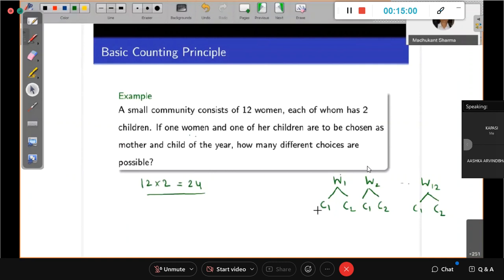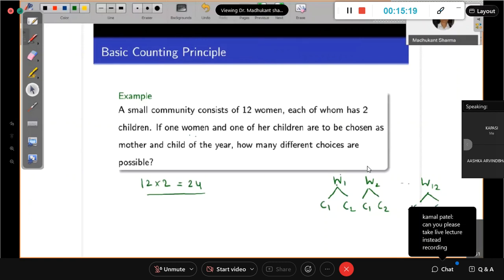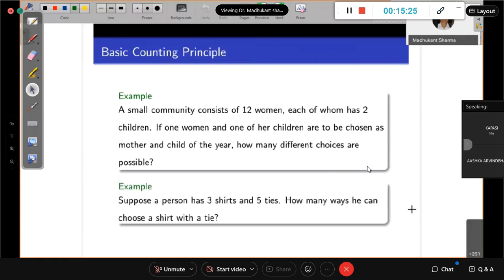Similarly, these are simultaneous tasks here, so that's why the product rule. 1 into 2 plus 1 into 2 plus 1 into 2, and so on. So here the product and sum rules are both used. Right. Let's have one more question here.